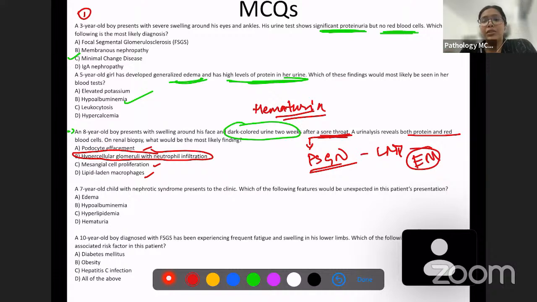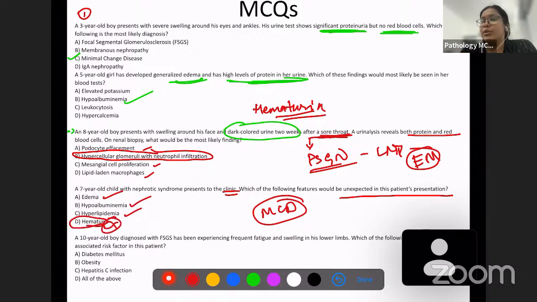Okay. So next one, a 7-year-old child with nephrotic syndrome presents to the clinic. Which of the following features would be unexpected in this patient's presentation? So again, 7-year-old child, nephrotic syndrome, minimal change disease. Which would be unexpected, a little bit twisted this question is. So what would you not see? You will see edema, yes, you will see hypoalbuminemia, you will see hyperlipidemia. What will you not see? You will not see hematuria because it's seen in nephritic syndrome.